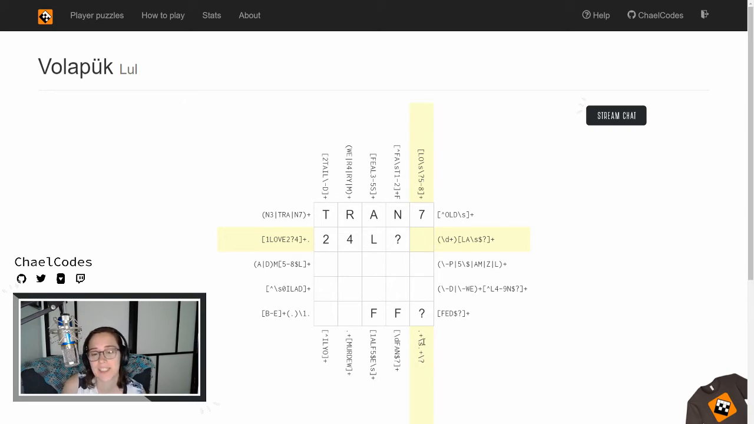Against my bottom regex pattern, somewhere I need to have a space in it, but I've got dot plus, so I can have whatever I want. So I'm pretty sure that's a question mark. Let's try and figure out where this space from this bottom regex pattern is going to end up. Let's look at this row. I have a dash P, or a $5 sign, or an AM, or a Z, or an L. So that's definitely not going to be my white space.